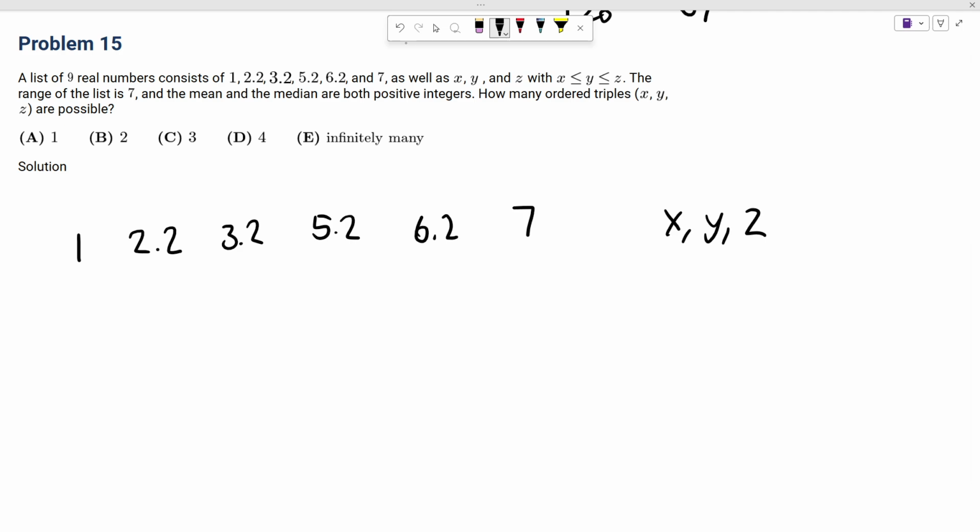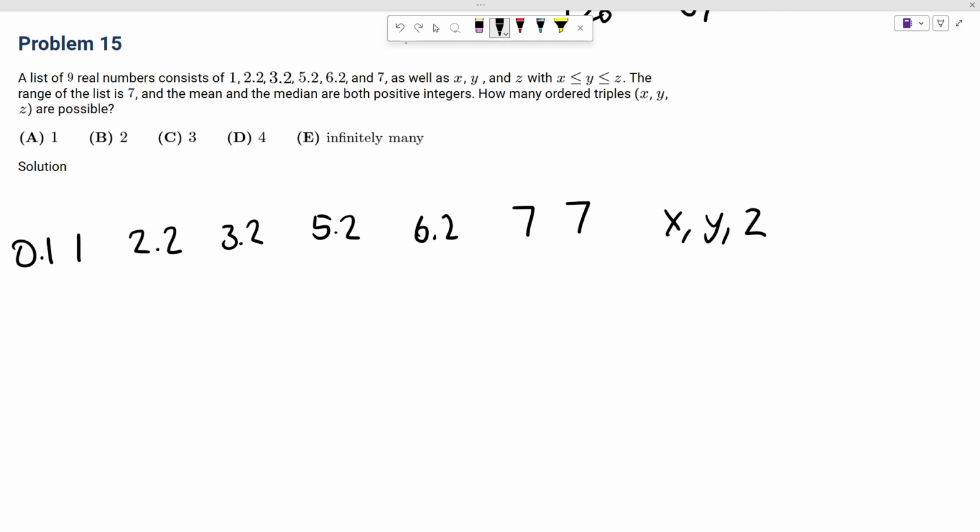So the first thing we want to notice is that the range has to be 7. So either the smallest number needs to be 0, or the largest number needs to be 8, or we need to have some smallest number that is less than 1, and some largest number that is more than 7, that are exactly 7 apart.